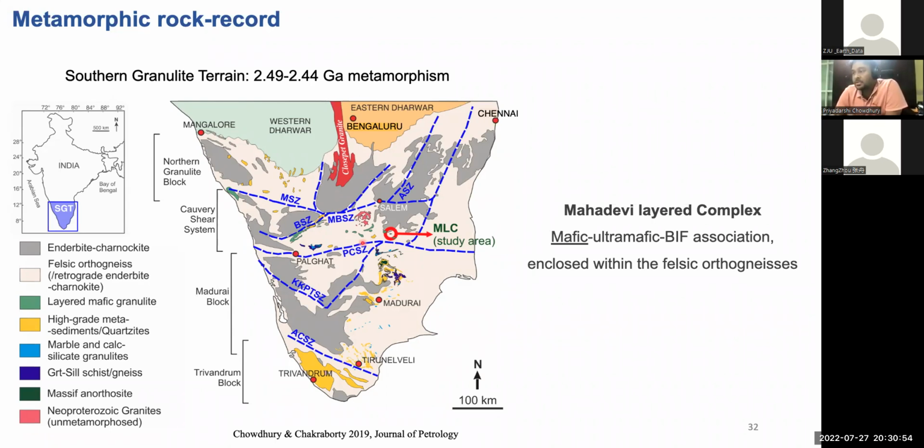So we typically choose those rocks. I particularly focused on one of the mafic granulites present in this area, and then tried to find the pressure, temperature, and time histories from them.